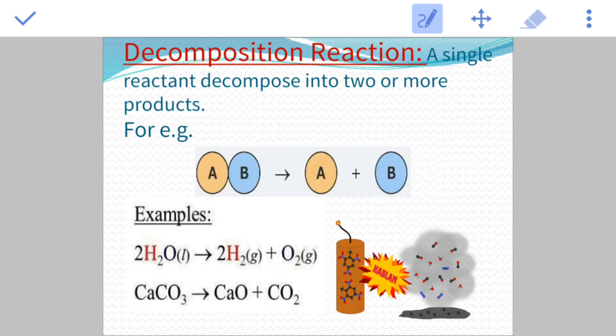So in a combination reaction, two or more reactants combine to form a single product. Next, we have the decomposition reaction. We can call it the opposite of the combination reaction. A single reactant breaks down into two or more products. Here in the example you can see AB, a single reactant, decomposes into A plus B. So it is completely opposite to the combination reaction. In the example, 2H2O breaks down into hydrogen and oxygen. Next, calcium carbonate, which is limestone, breaks down into calcium oxide and carbon dioxide. These are the examples of decomposition reaction.